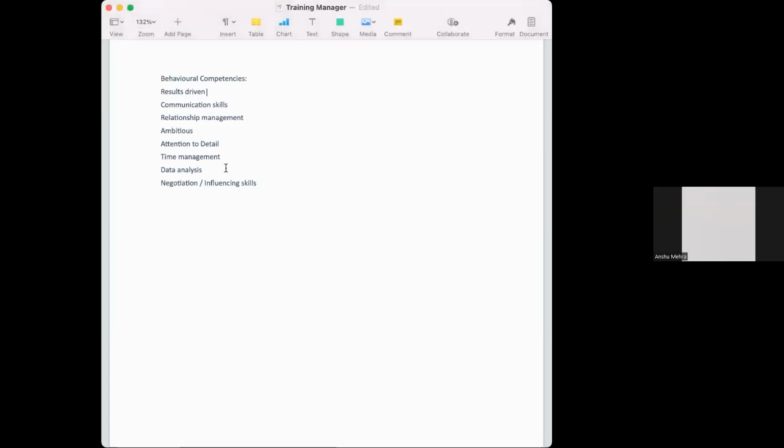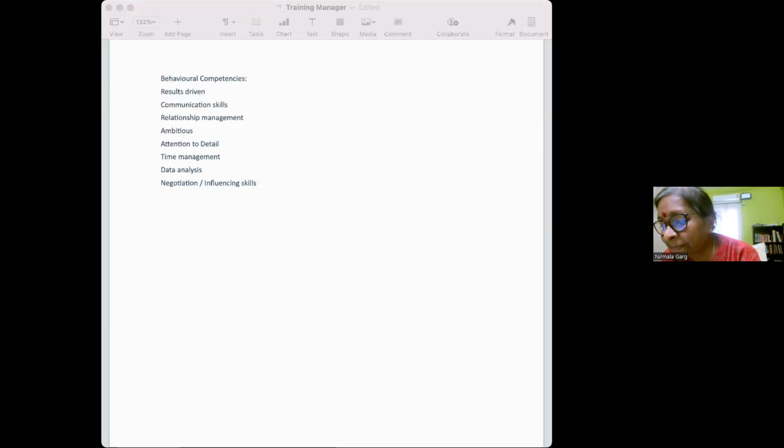Aim high, deliver high. Ambitious, you think that's a competency? Personal competency. No, that's a personal trait. Because we are talking about the role competency. Ambitious can be removed. Actually, attention to detail is a competency. Time management, data analysis. Great. Okay, fine. So these are the behavioral competencies.